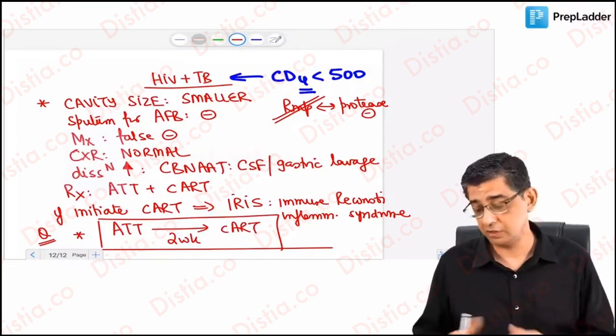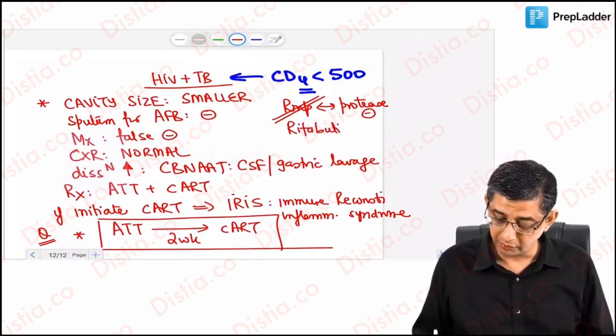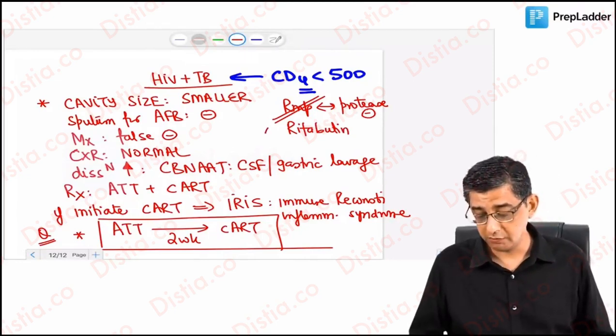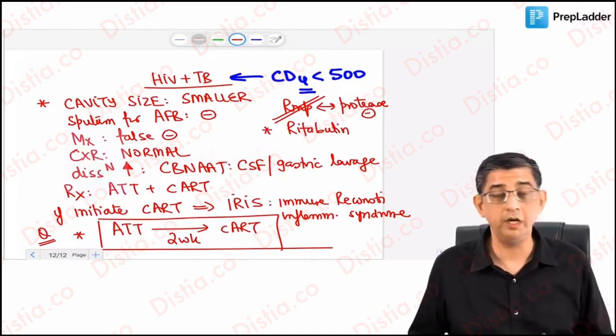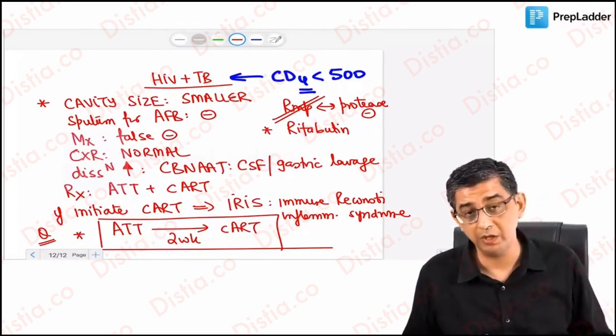To compensate for the lost firepower, what drug will you use? The pharmacologist would have also taught you, it is rifabutin. So remember, in HIV with TB, rifampicin is contraindicated. What is indicated? Rifabutin. If he asks why, it is the interaction with protease inhibitors.